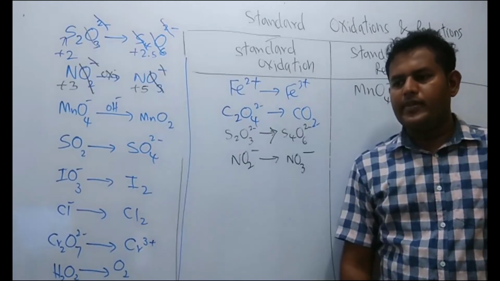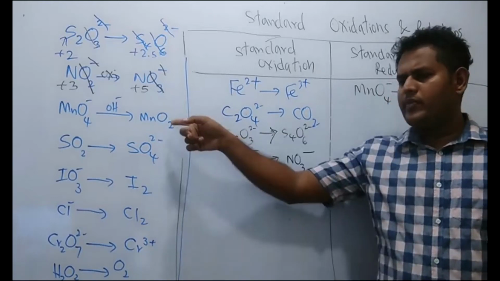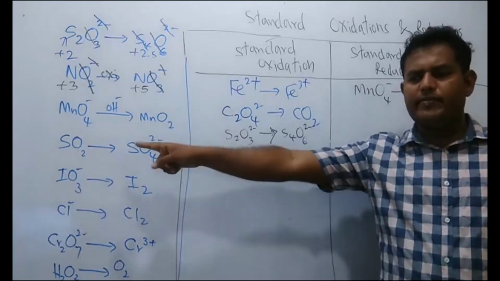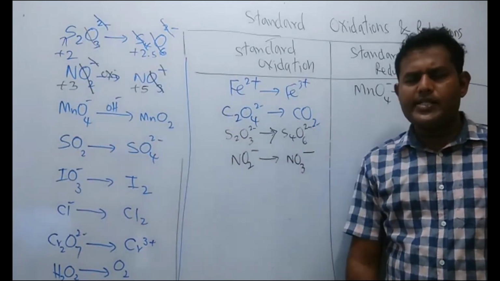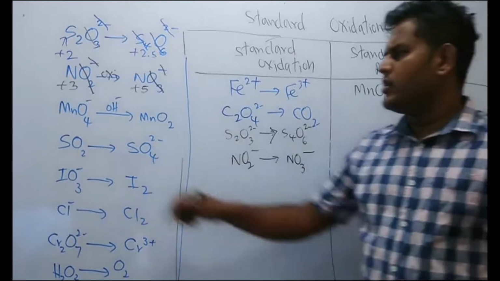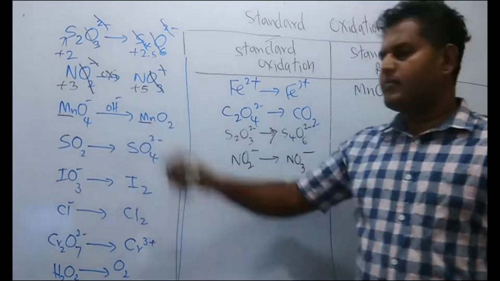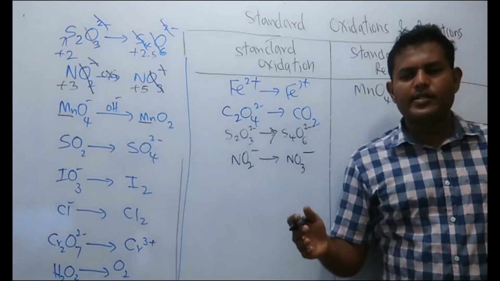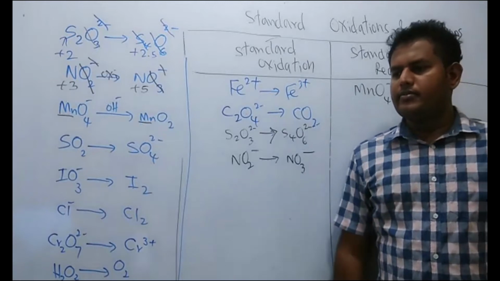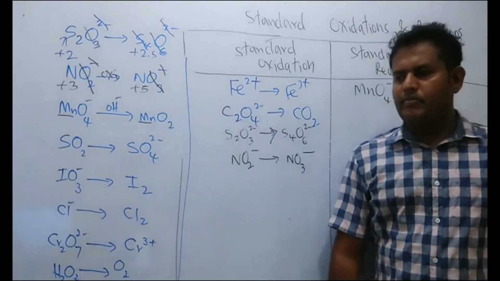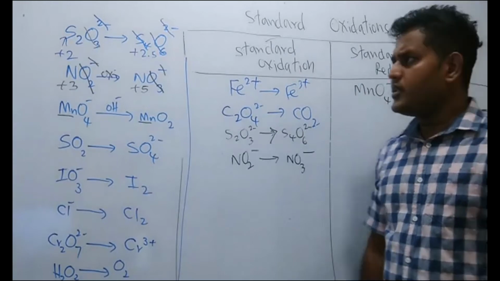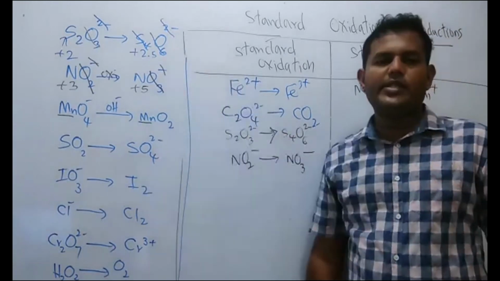Very good. Is it plus 6 to plus 4, or plus 6 or plus 7? Try to find manganese, one manganese atom, on either side. Is it a reduction? Plus 7 to plus 4. Now, manganese is plus 7 in MnO4 minus.